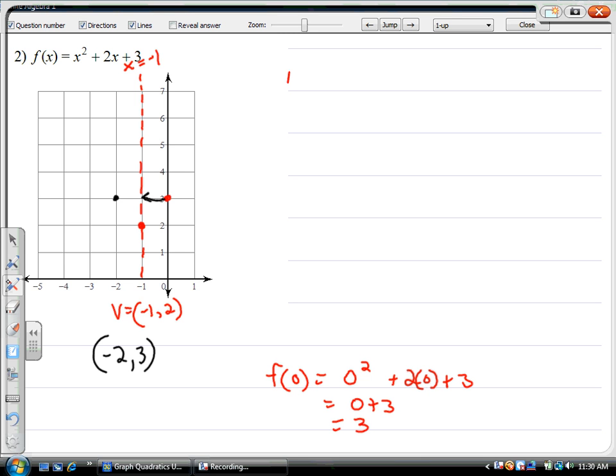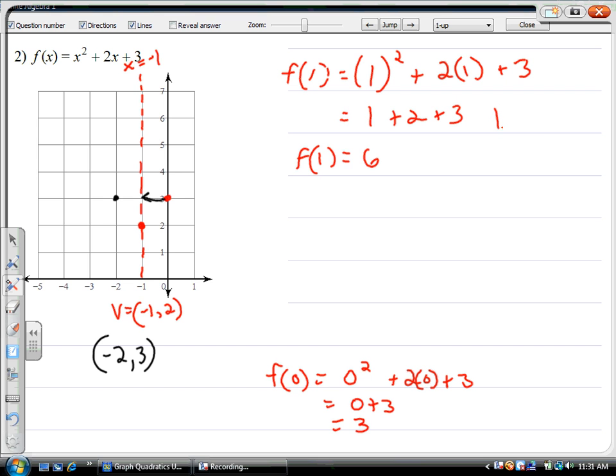So in this case, we'll get f of 1 is equal to 1 squared plus 2 times 1 plus 3. We're going to have 1 plus 2 plus 3, which is going to be 6. f of 1 is equal to 6. So we found the point 1, 6, which is right here. And again, that's 2 units away from the axis of symmetry, so we can go 2 units to the left of the axis of symmetry to find that point.